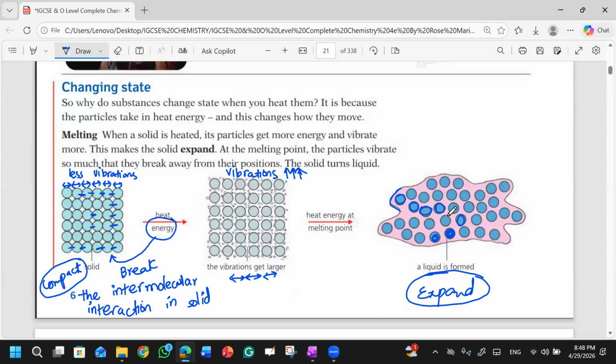Are you getting this? Okay. And that is why liquid takes more space as compared to the solid, because the particles in the liquid have some distance in between them. But in the solids there is close packing. They are very close to each other. Clear?